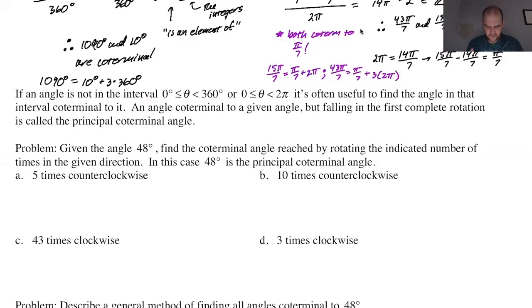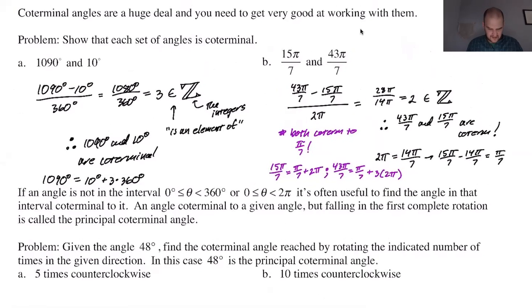So we are looking in general to find the principal coterminal angle. That's what I was doing in the previous problem. So in the previous problem, 10 is the principal coterminal angle for 1090 because 10 is the angle that's coterminal to 1090 between 0 and 360. In the second one, pi over 7 was the principal coterminal angle for both of those angles because it is the angle between 0 and 2 pi that is coterminal to both of them.